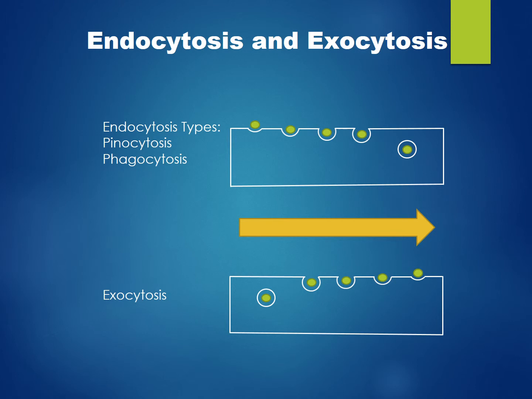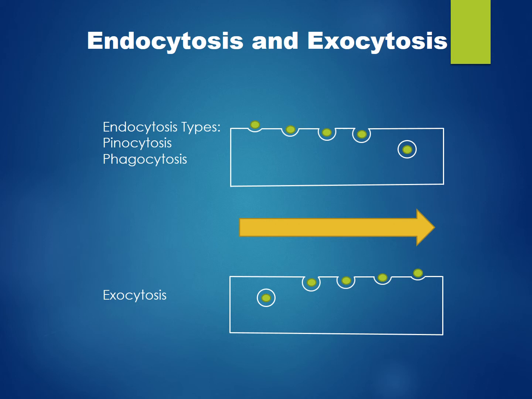There are two types of endocytosis. Pinocytosis is utilized to bring in smaller molecules and can be described as cell drinking. Phagocytosis is utilized to bring in larger molecules and can be described as cell eating.